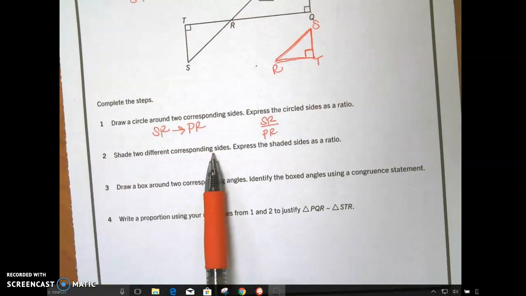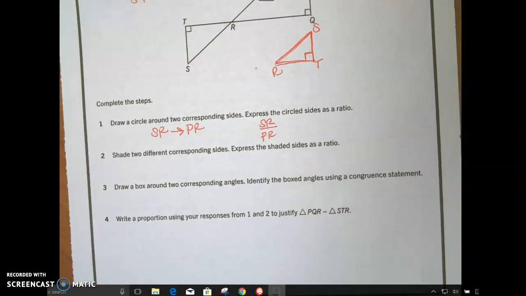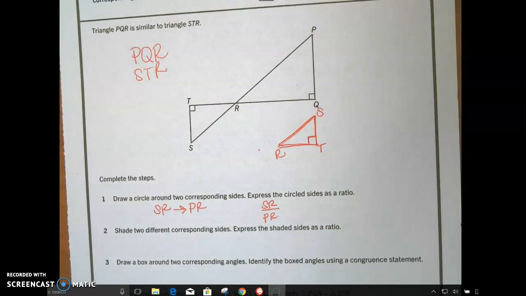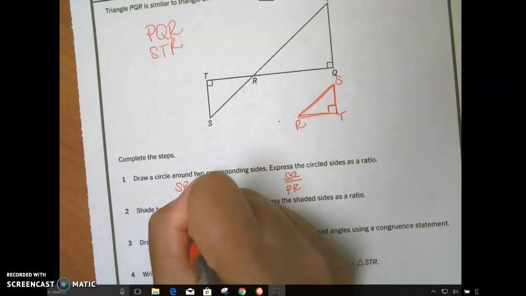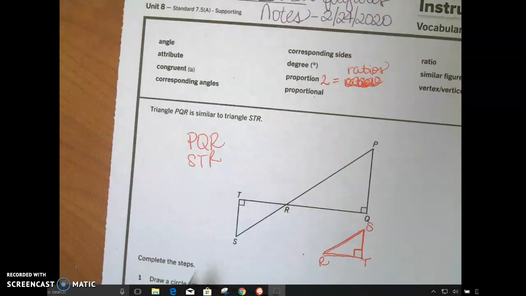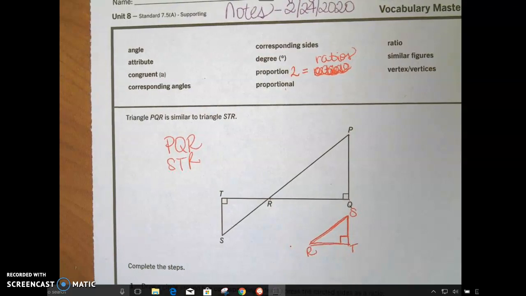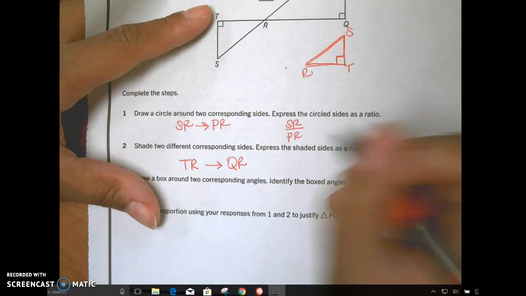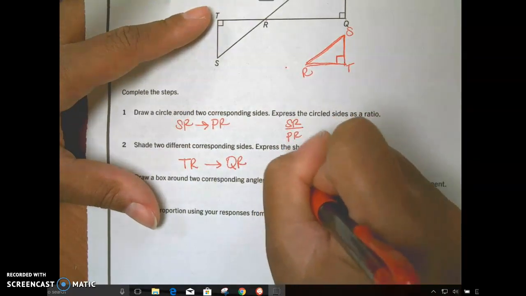Shade two different corresponding sides. Express their shaded sides as a ratio. Okay, I need another side. Yes. T and R. So if I'm looking at T and R, who does that match? Q and R. So if I write that as the ratio, TR over QR.